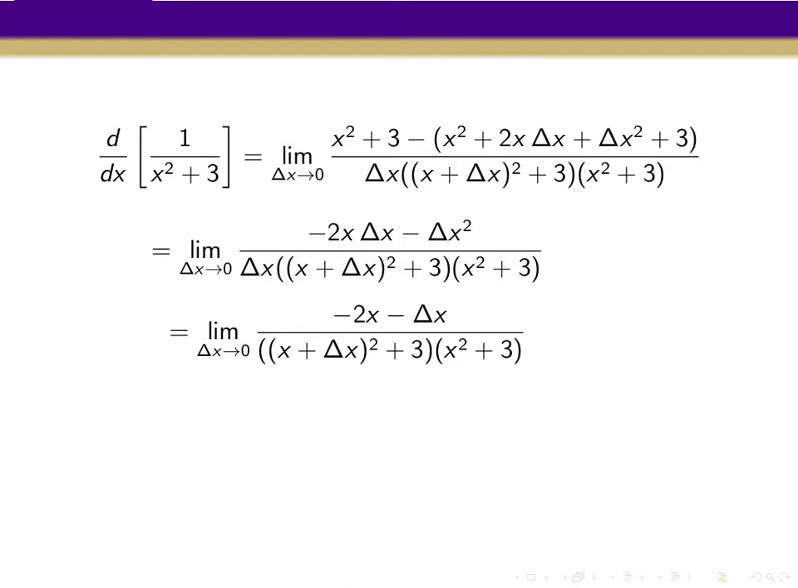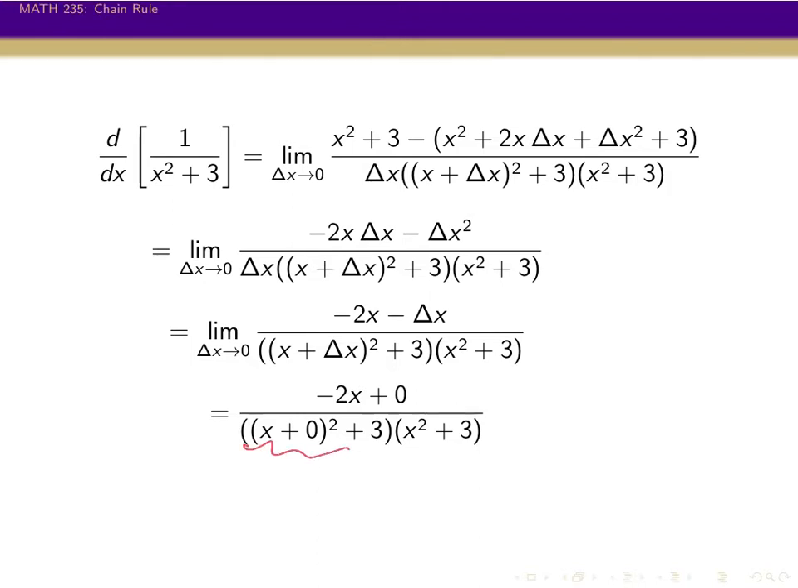And we're left with minus 2x minus delta x on the top, and then on the bottom we still have the product of the original denominators, (x plus delta x) squared plus 3 times x squared plus 3. Now there's no problem with letting delta x go to 0. So at this point we can apply the limit and let delta x go to 0. And we end up with minus 2x plus 0 over (x plus 0) squared plus 3 squared.